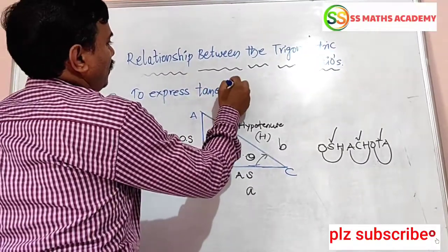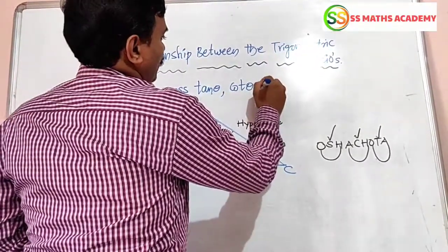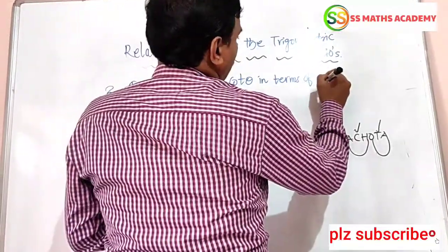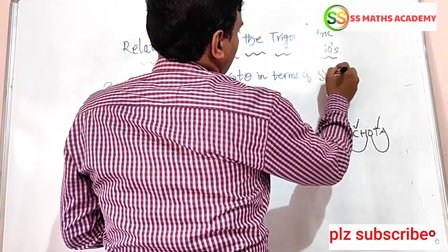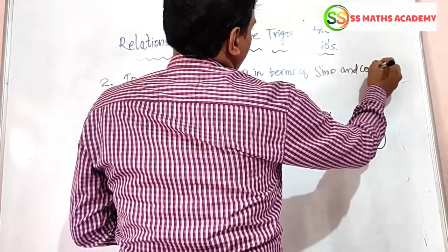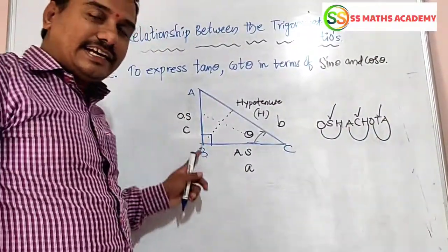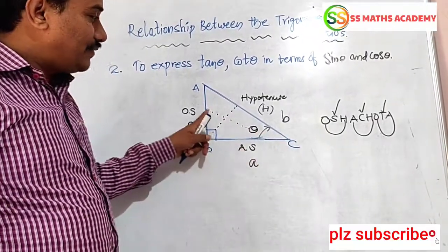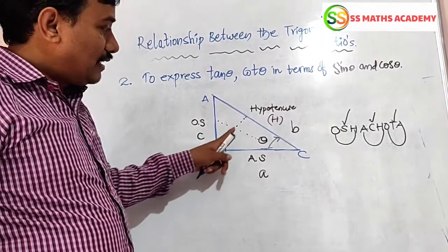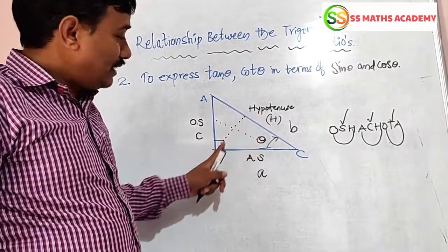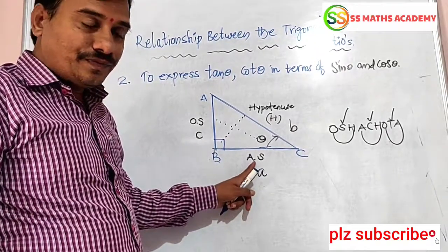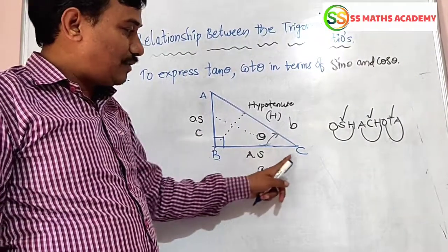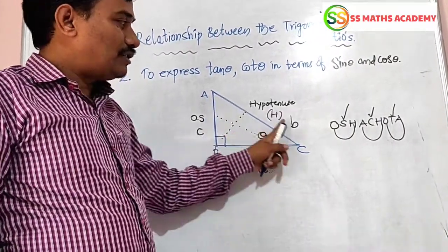To express tan theta, cot theta in terms of sin theta and cos theta. As you know, this is the right angle triangle ABC, right angle at B, acute angle at C. The perpendicular side of theta is the opposite side. The side opposite the right angle is the hypotenuse. The base is BC, nothing but the adjacent side. Next, the length of AB is divided by small case letter c, the length of BC by small a, and the length of CA by small b.